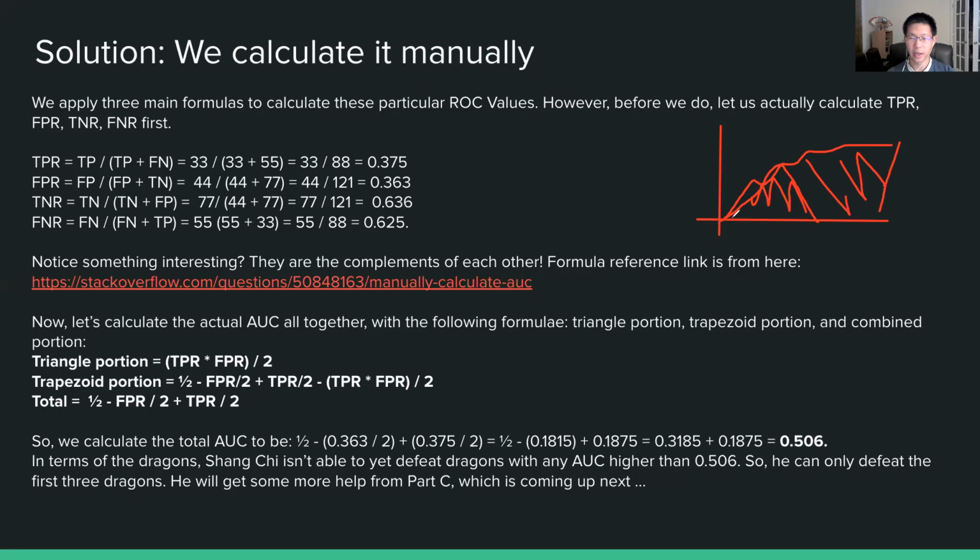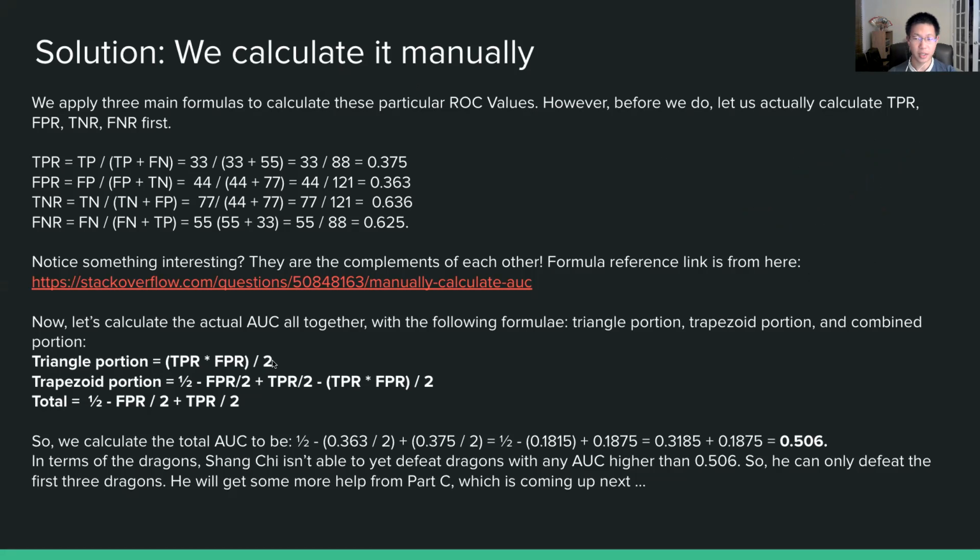this triangle over here, and then this trapezoid over here. This is an approximation, because if you actually used calculus and added in these little portions, you'd get the Riemann sum, which then gets to the integral of all that, that calculus gibberish. But we're not here to do calculus, we're here to do algorithms. So yes, the triangle portion is basically the area of the triangle. It's TPR times FPR divided by 2. That's simple.